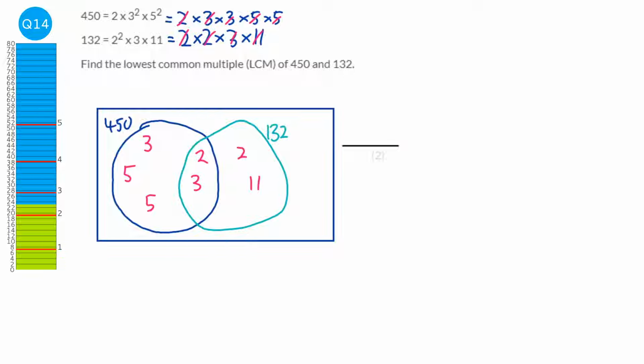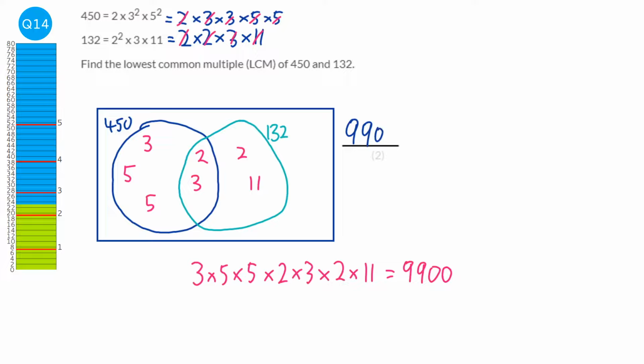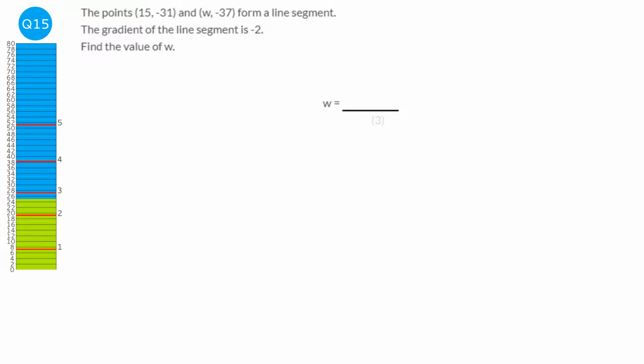Now to find the lowest common multiple, what you do is you just multiply all these numbers together and that will give you the lowest common multiple. So what we're going to do is we're going to do 3 times 5 times 5, which are the numbers on the left, times 2 times 3, which are the numbers in the middle, times 2 times 11. And when we do that, we get 9,900, and that's it. So our answer is 9,900.